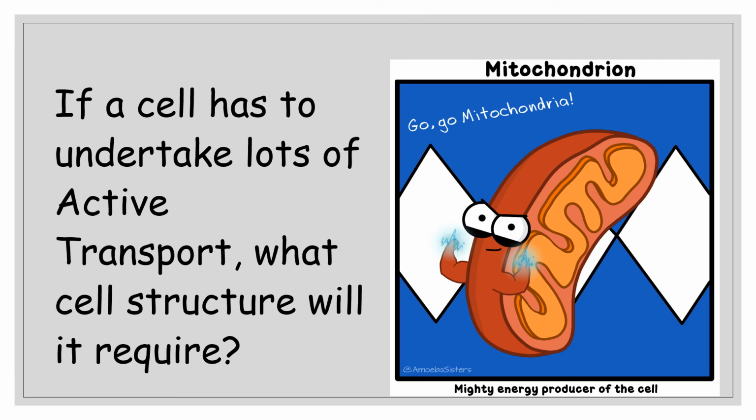So this is a common question that comes up in National 5, linking cell structure knowledge to active transport. So if a cell requires to conduct lots of active transport, then it will require lots of mitochondria. So your nerve cells, the root hair cells that we've talked about, they will require lots of mitochondria to generate the energy required for this active transport.